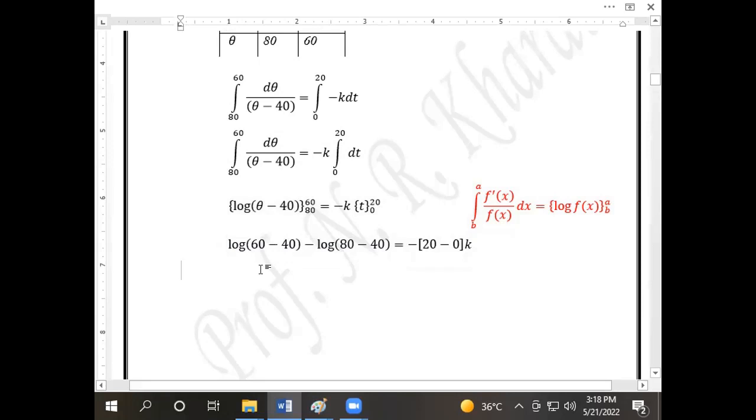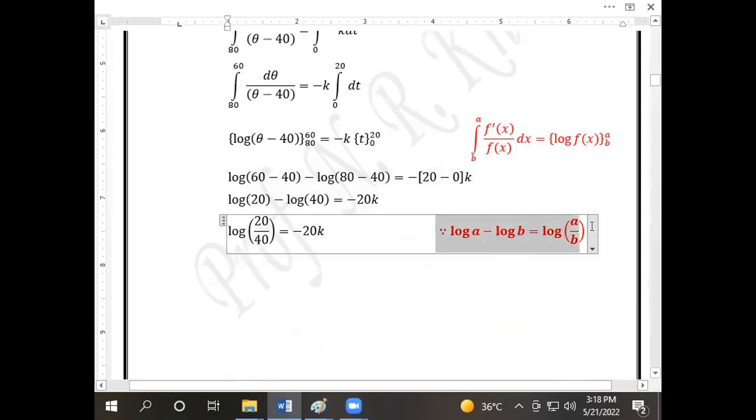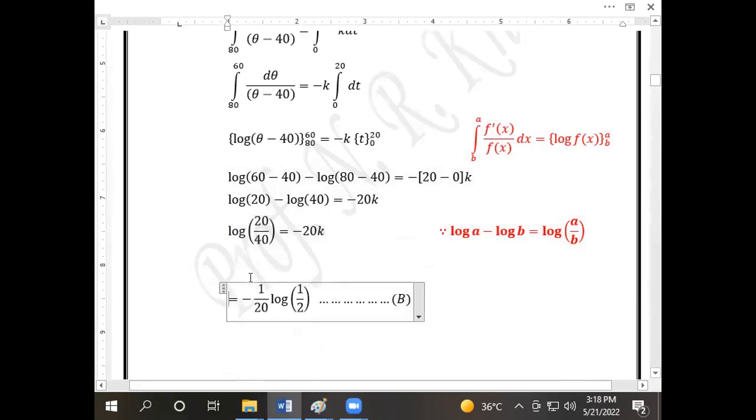So the subtraction 60 minus 40 is 20. The subtraction 80 minus 40 is again 40, and 20 minus 0 becomes 20. Again, log a minus log b is nothing but log a upon b. We use this formula for the simplification. So we got log 20 upon 40 is equal to minus k times 20. Again, we have to simplify this.